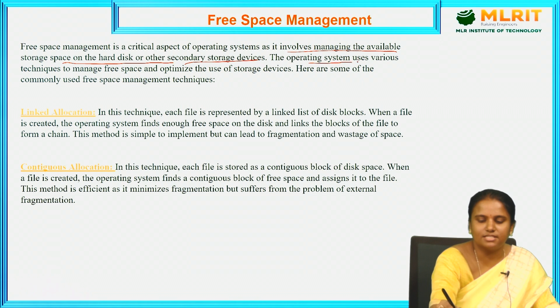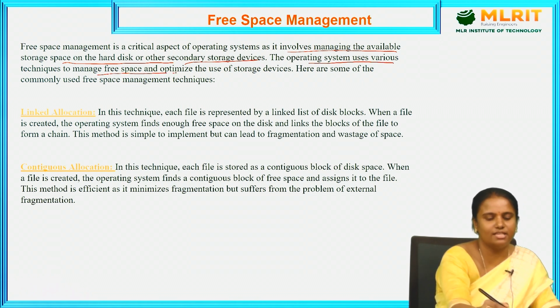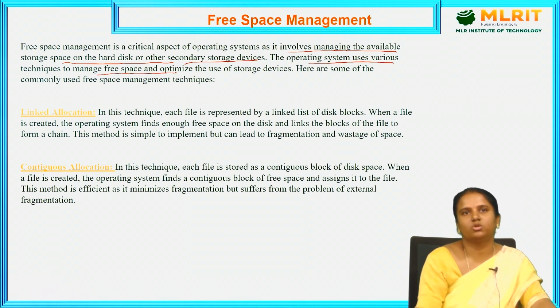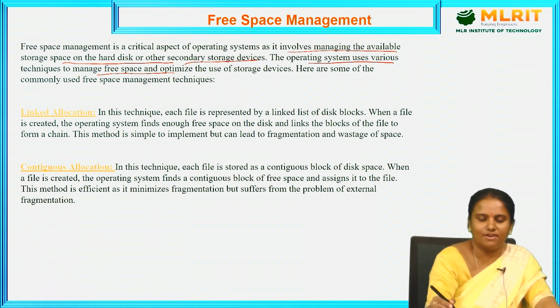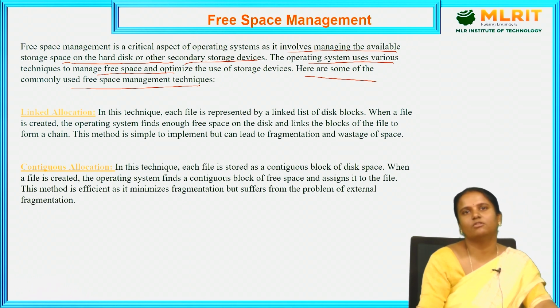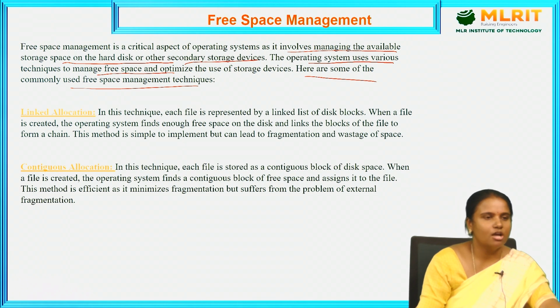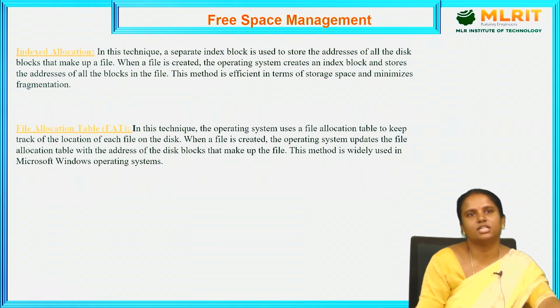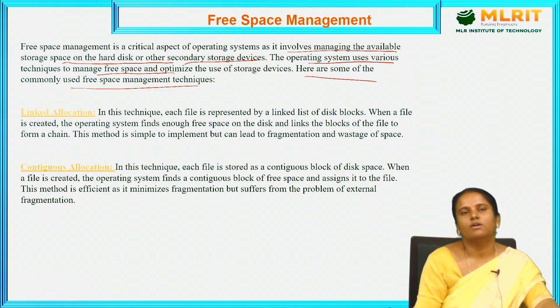The operating system uses various techniques to manage free space and optimize the storage device. So the operating system has various techniques to manage the free space that can be optimized using secondary storage devices. Here are some commonly used free space management techniques. So what are the techniques? Linked allocation, contiguous allocation, indexed allocation, and file allocation table. These are the four techniques we are going to use for free space management in the file system.